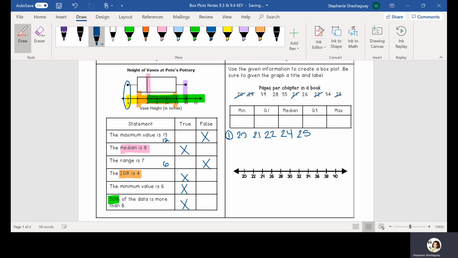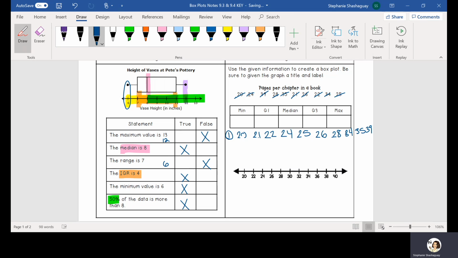25, 34. Oops, I forgot one, 26. So I'm going to erase that 34 and put 26. Now I'll put the 34. Oops, and look at that, I forgot another one, 28. Then 34, then 35, and then 39. Almost out of space.